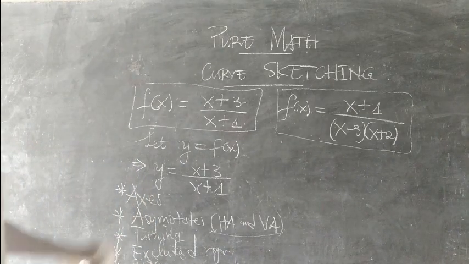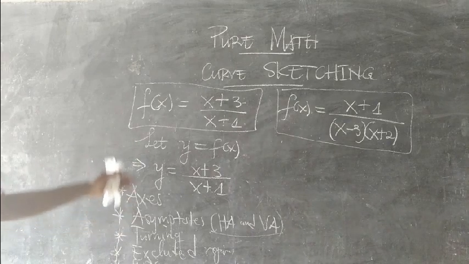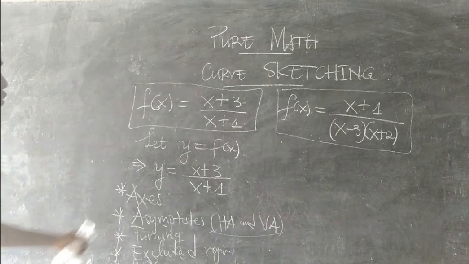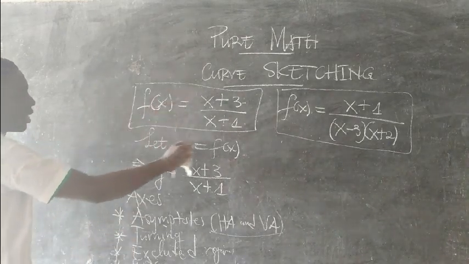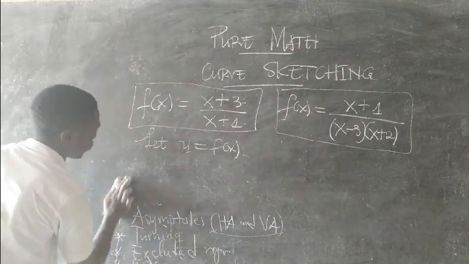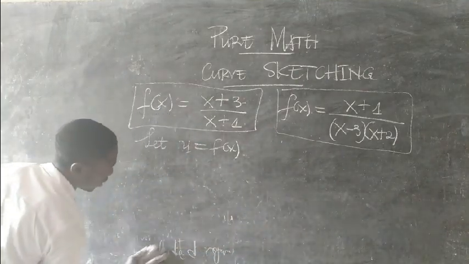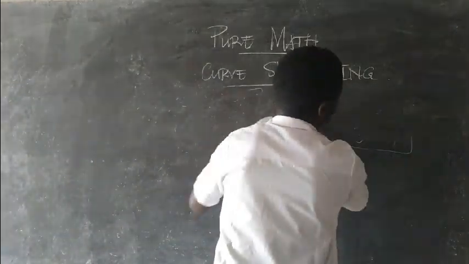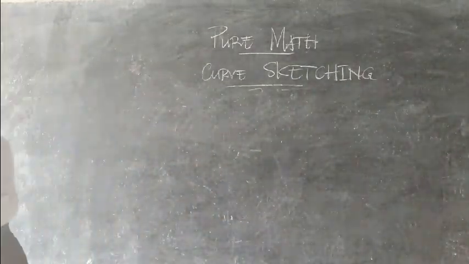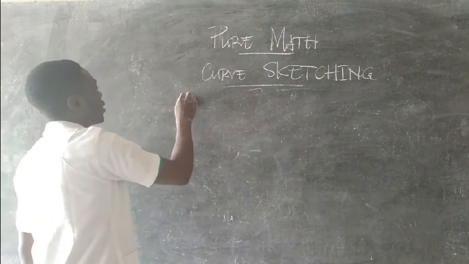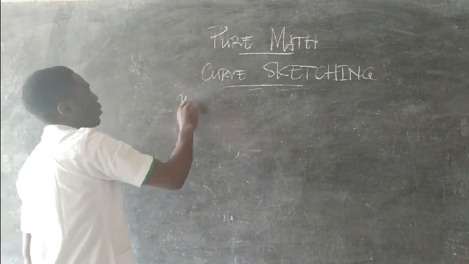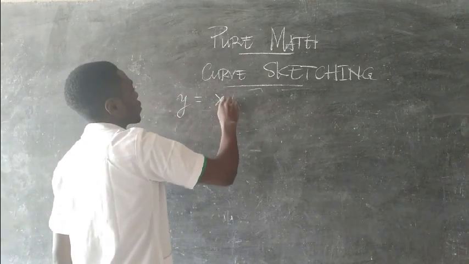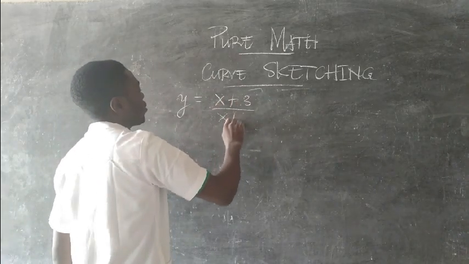Now let's go to the first thing. If you want to apply all of this to this particular curve that I've done, I think you're following. So f of x equals that; we let f of x be equal to this. Let me wipe so we can have enough space to write. Follow what we're doing. Now we said y equals x plus 3 over x plus 1.